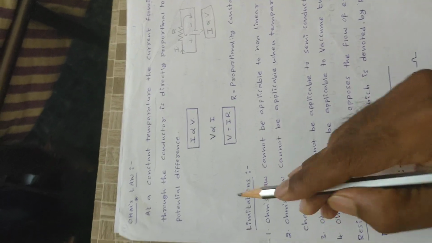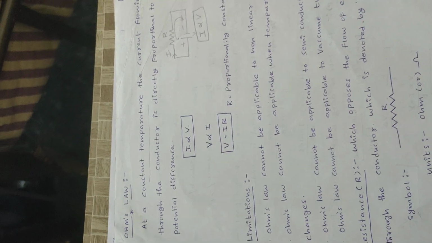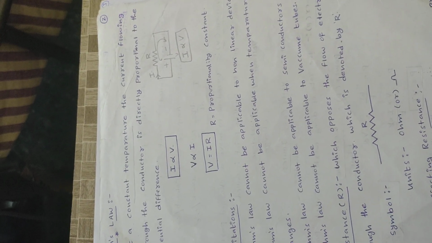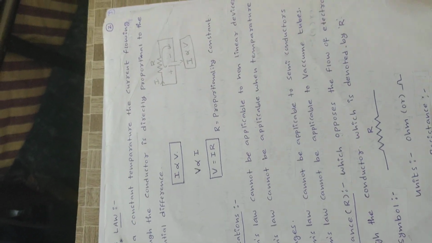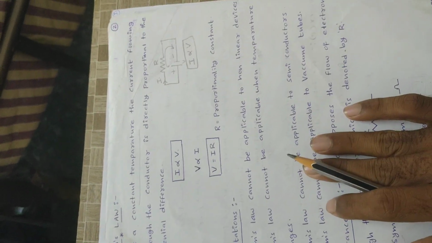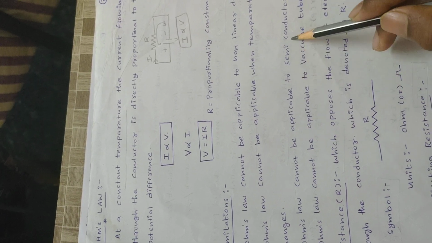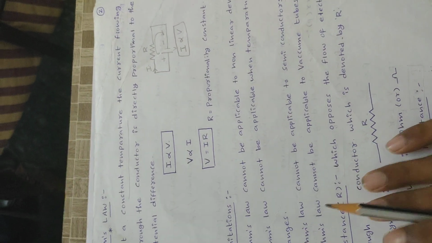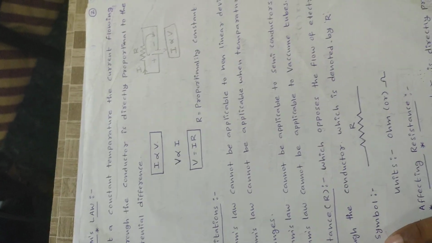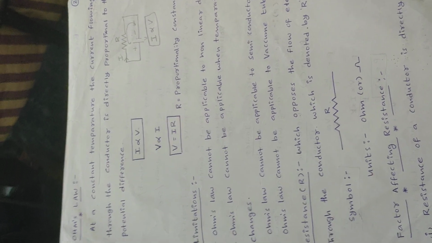Okay, now coming to limitations. Ohm's law cannot be applicable to non-linear devices like diodes, transistors. Ohm's law cannot be applicable when temperature changes. Next, Ohm's law cannot be applicable to semiconductors, that means that also comes under non-linear only. Ohm's law cannot be applicable to vacuum tubes. Those are the limitations of Ohm's law.